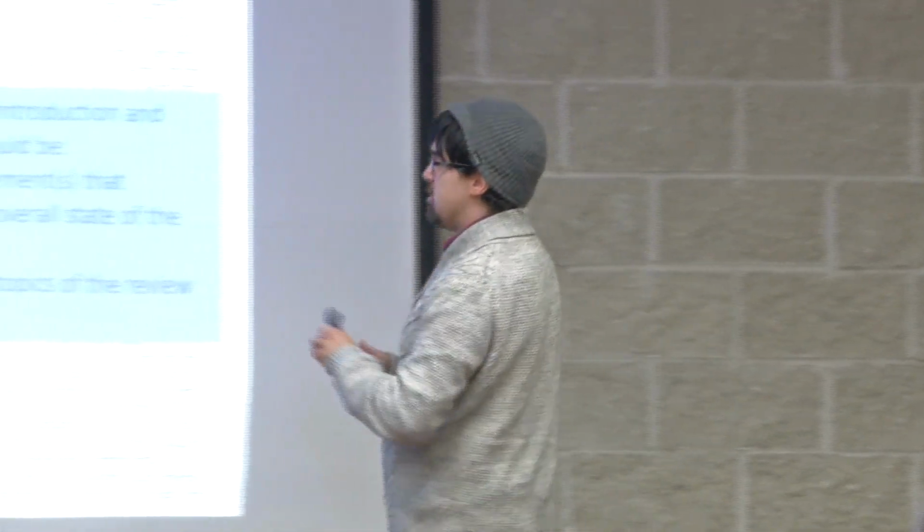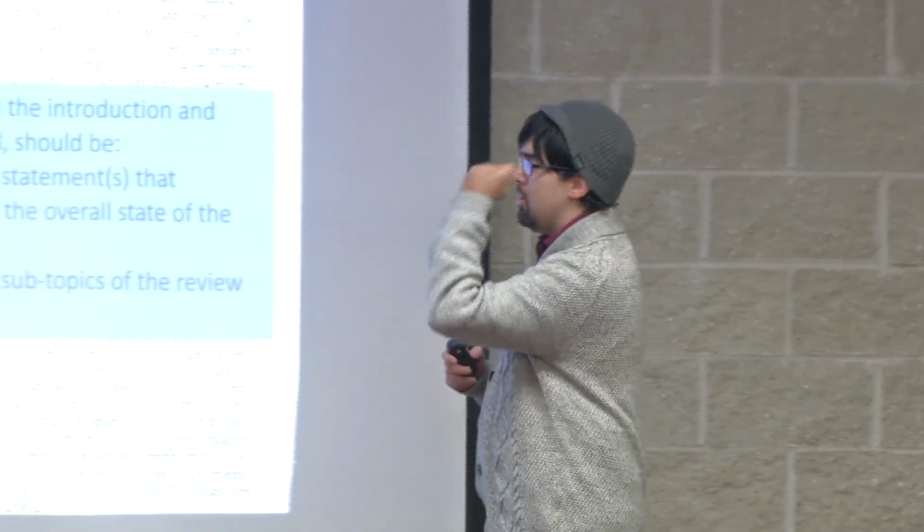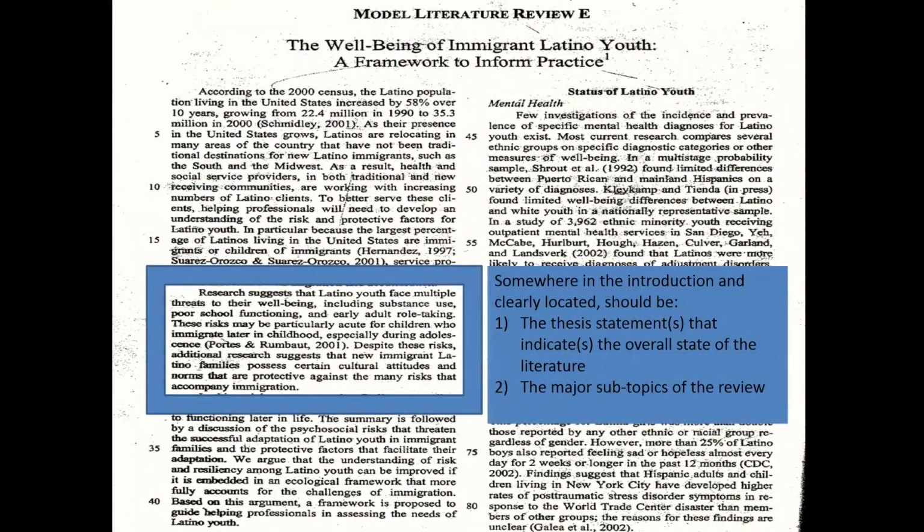Research suggests that Latino youth face multiple threats to their well-being, including substance use, poor physical functioning, and early adult role-taking. How'd they get that statement? Well, of course, they read a bunch of things about these topics and said, here's what it says overall. And they do this two other times. These risks may be particularly acute, and despite these risks, additional research suggests so forth. These are the most important things about this literature review, like I said before.